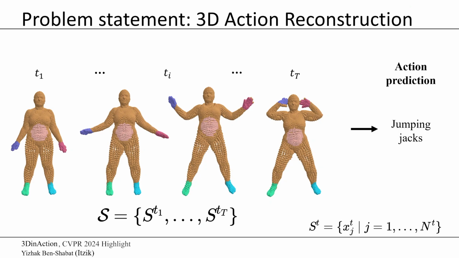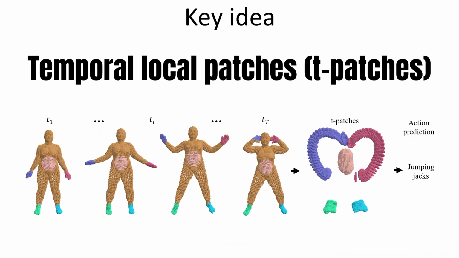So, more formally, given a sequence of point cloud frames, we want to predict the action for each frame in the sequence. The key idea in this work is to extract local temporal point patches that we name T-patches and extract features that encode geometric and temporal information into a unified spatio-temporal representation.